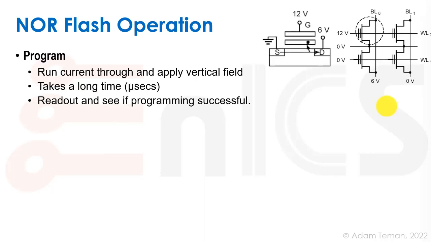So with NOR flash, how are we going to program it? We're going to again apply this vertical field. So we put a high voltage, something like 6 volts on the source drain, on the VDS, and we put a really high voltage, something like 12 volts on the floating gate. So we're going to select this cell. We're going to put 6 volts running on the bit line over here, and we're going to put 12 volts on the cell that we want to program, and this will cause charge to jump onto this floating gate and program it. Okay, so we're going to run current through and apply a vertical field, and it takes a long time. It takes microseconds to program one of these gates.